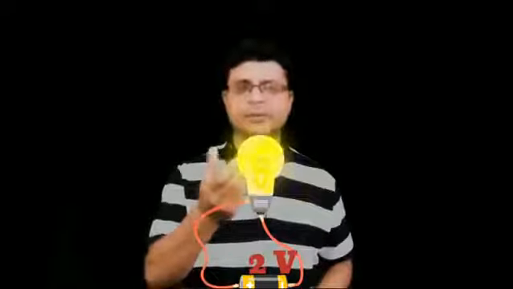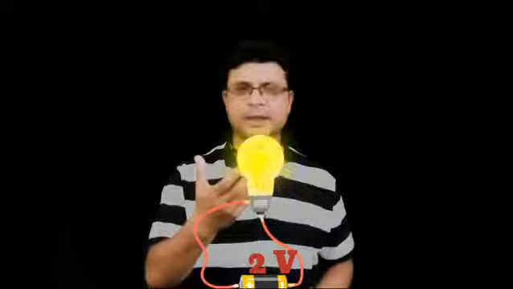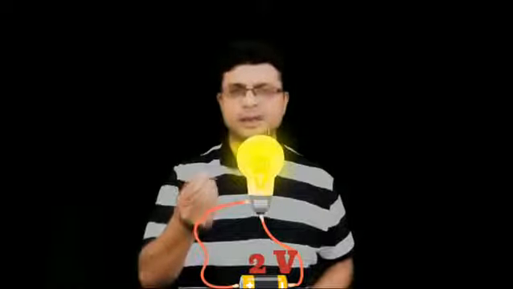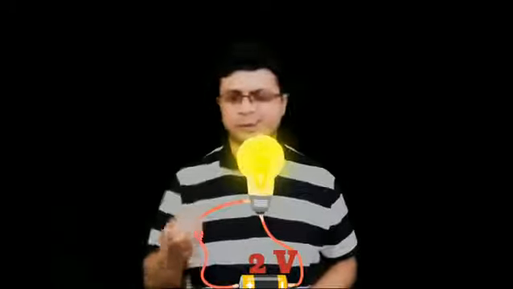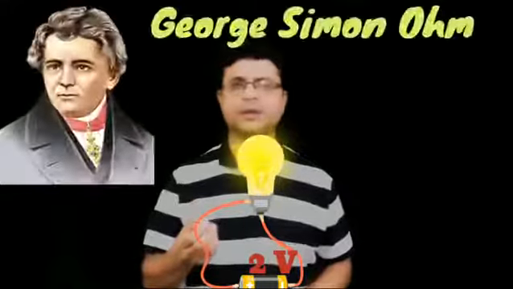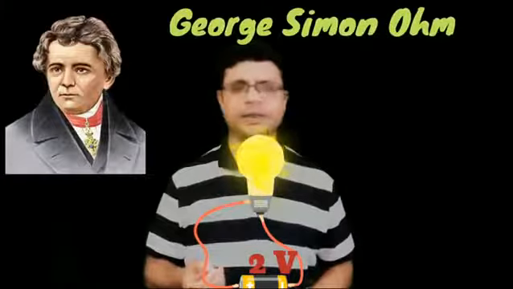Then what do you observe again? The bulb glows, but it is brighter. So there is something going on. There is a relationship between this potential difference and the electric current which is taking place here. It was stated by Georg Simon Ohm in 1827. So let us start today's topic, that is Ohm's law.